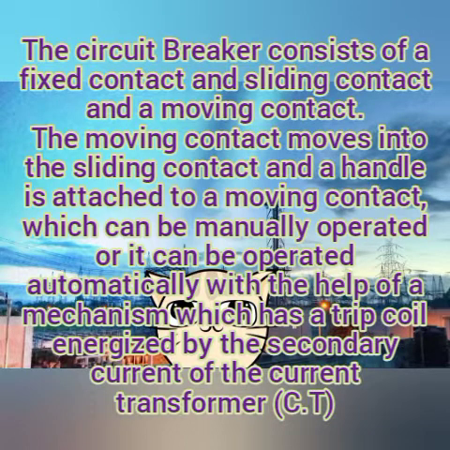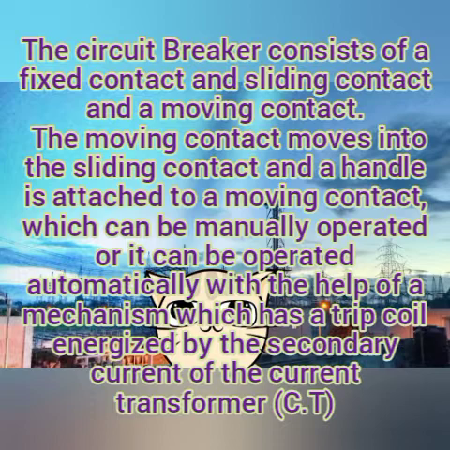In the earlier video, I have explained each circuit breaker. Now, commonly, what is a circuit breaker and the circuit breaker parts. The circuit breaker consists of fixed contacts, sliding contacts, and moving contacts. The moving contact moves into the sliding contact, and a handle is attached to the moving contact, which can be operated manually or automatically with the help of a mechanism which has a trip coil energized by the secondary current of the current transformer.